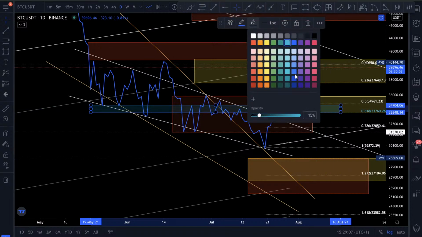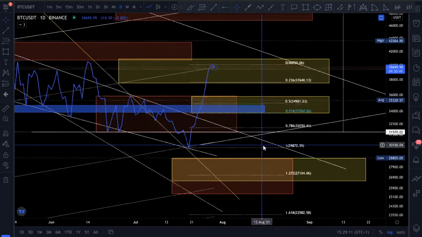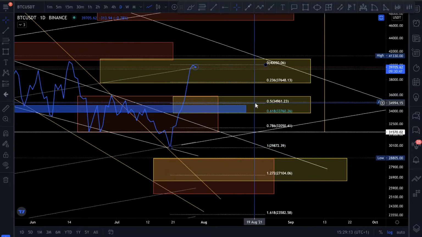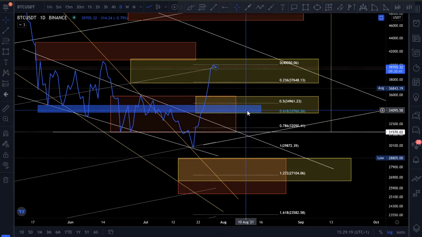I'll just put some more color into this so you can see. This would be our support range, which is pretty good, 33.7 to 34.9, so you can call it 35. So we're looking at this particular range, this particular area where we could find support. So this would be a great buying opportunity.